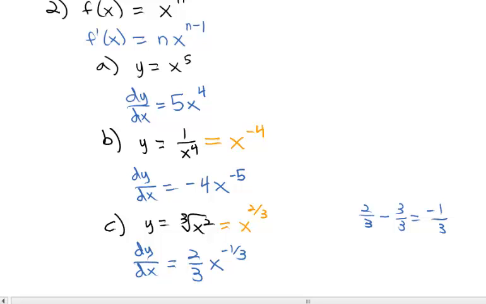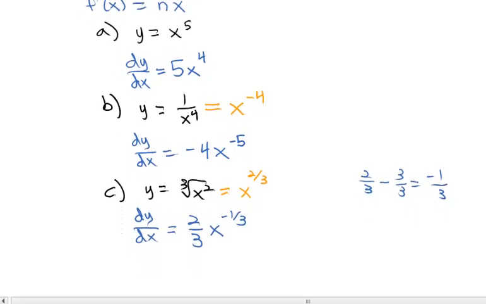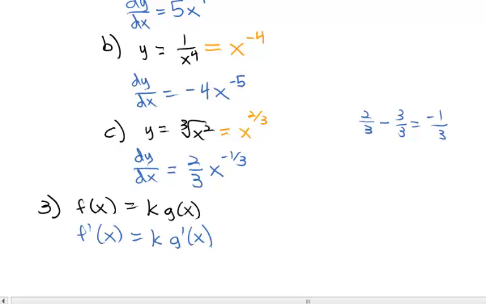So that is a nice little property that lets us take lots of derivatives really quickly by putting the exponent out front and taking 1 away from the exponent. Let's take a look at a third property. A third property is if f of x is equal to some constant times a function, it turns out that for f prime of x, that constant doesn't change anything. It's still out front, and it's equal to the constant times the derivative.